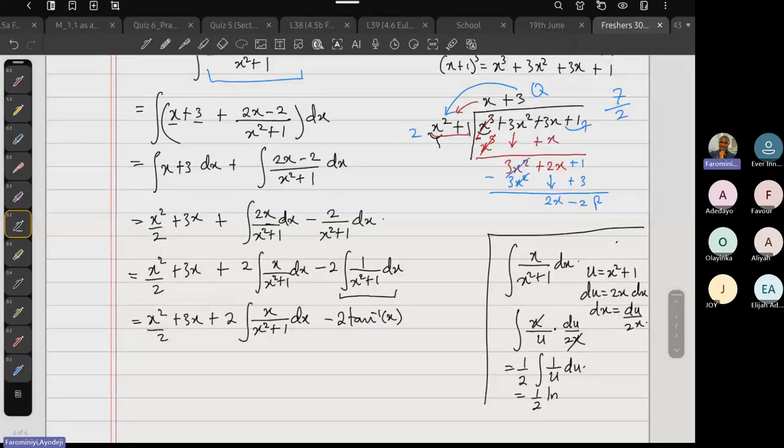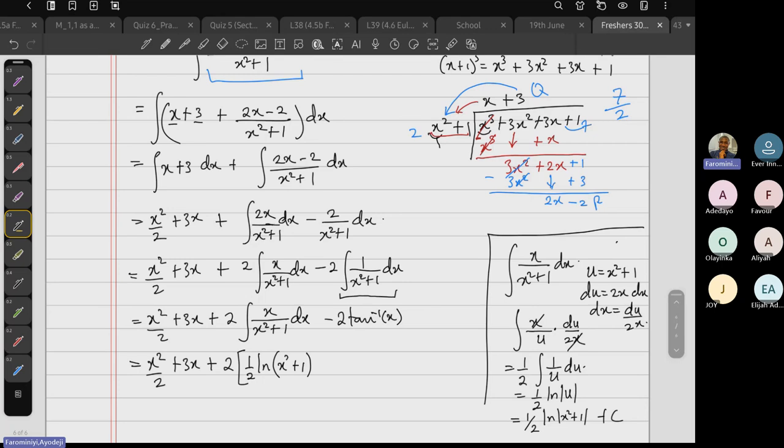Good. So the integral of 1 over u is natural log of u. Then we know that u is x squared plus 1. So we can now plug that in here. So this is x squared over 2 plus 3x plus 2 times 1 over 2 natural log of x squared plus 1. I don't need to put the absolute value because I know x squared plus 1 is always going to be positive.